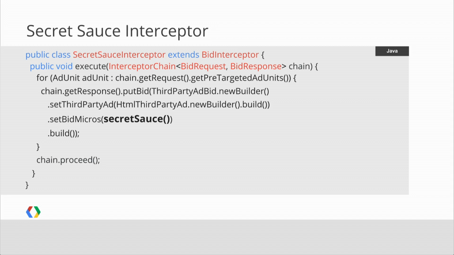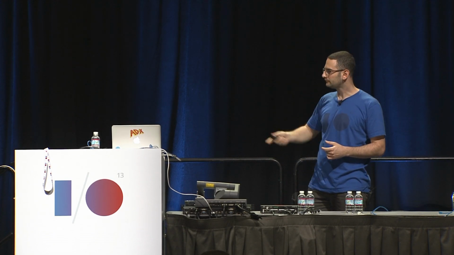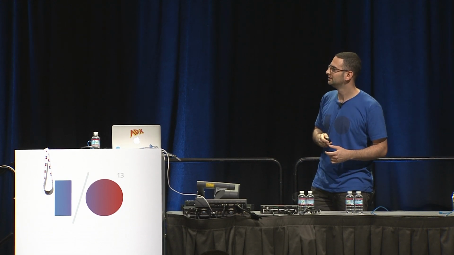So this interceptor basically grabs the request and asks for the pre-targeted ad units. These are ad units from DoubleClick's ad exchange that you've set for pre-targeting through the AdWords UI or the ad exchange UI, and you build these new snippets. What price you should charge for them? Well, that's your secret sauce, right? Highlighted in bold.